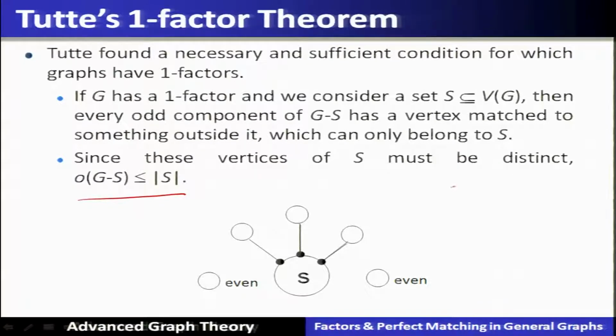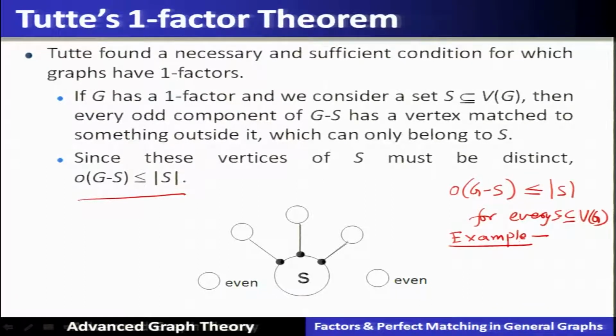So, that means the number of odd components in G minus S will be at most the size of S for every subset S of vertices of G. Take an example. For example, we can see this particular graph, which has a perfect matching.